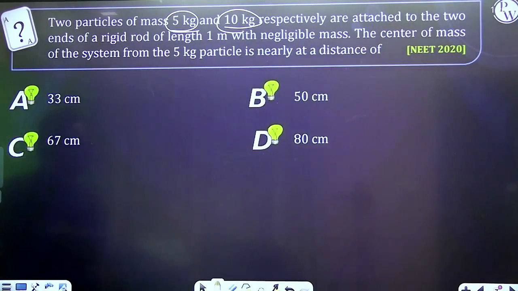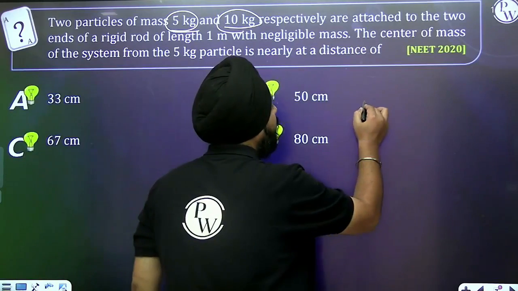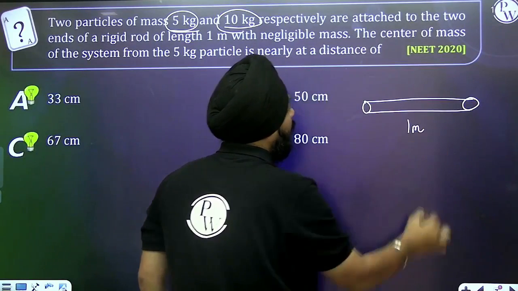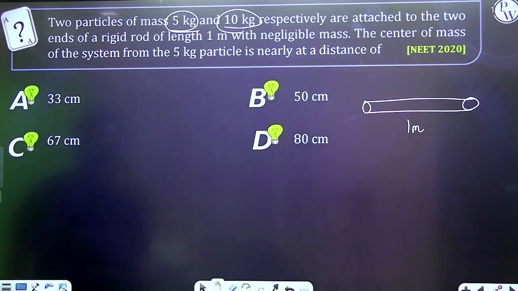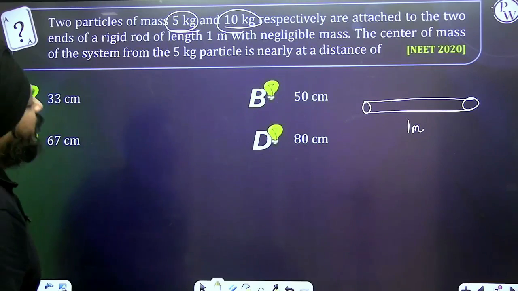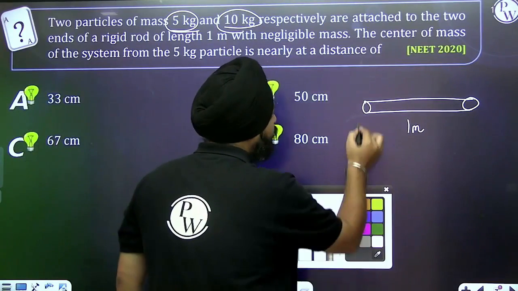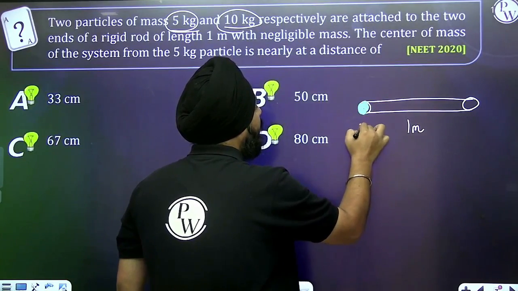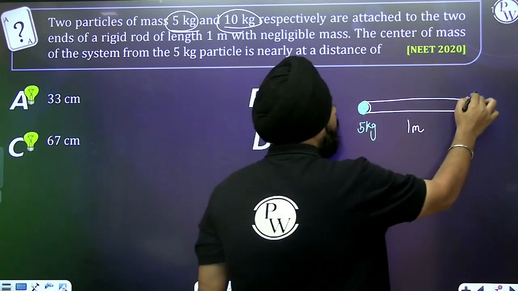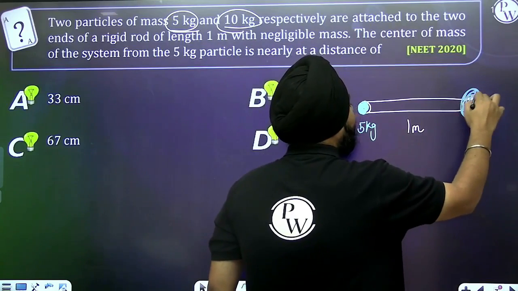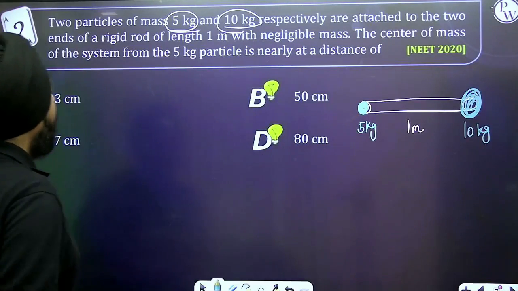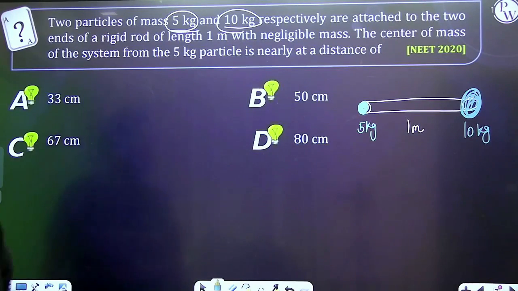Two particles of mass 5 kg and 10 kg are attached to the two ends of a rigid rod of length 1 meter. See, this is the rigid rod. The length of the rigid rod is 1 meter. The two particles are attached to the opposite ends. Particle 1 has a mass of 5 kg. Particle 2, attached to the other end, has a mass of 10 kg. The center of mass of this system?